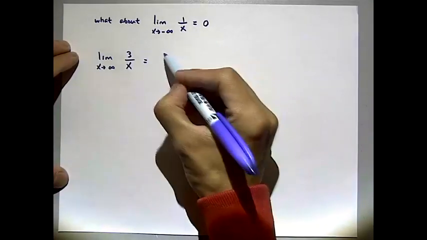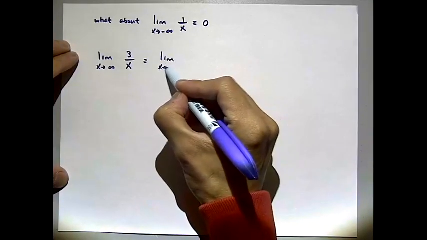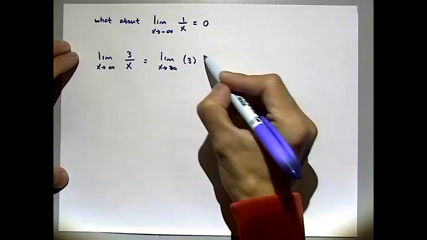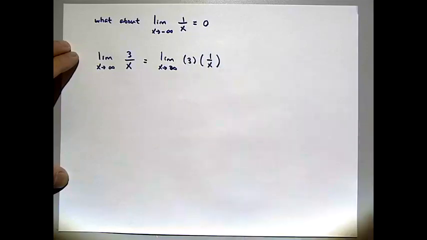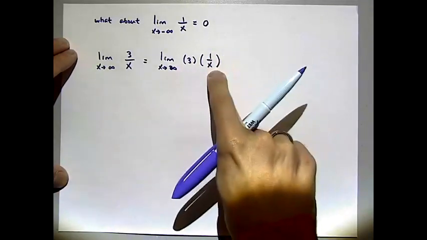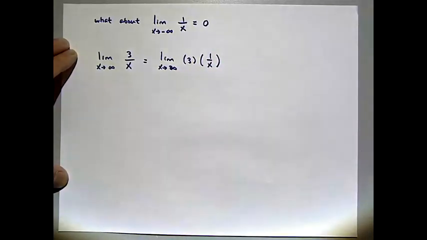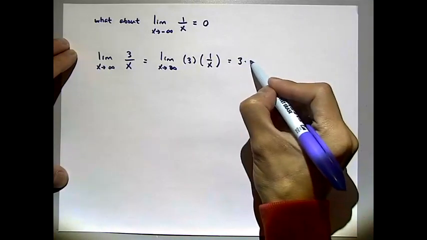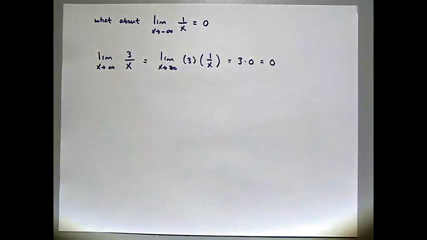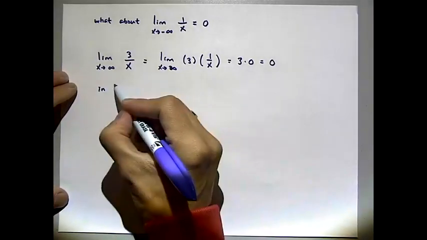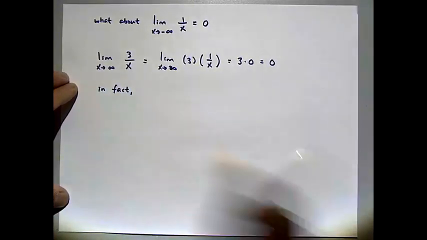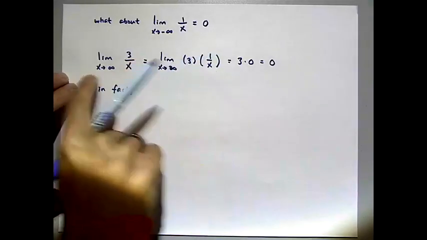Think of it this way. Think of it as the limit of the number 3 times 1 over x. 3 doesn't care what x is doing, but we know the limit of 1 over x as x goes to infinity is 0. So this is 3 times 0, eventually goes to approximately 0. And there's nothing special about that 3, right? Any constant number I put here, this will still go to 0.